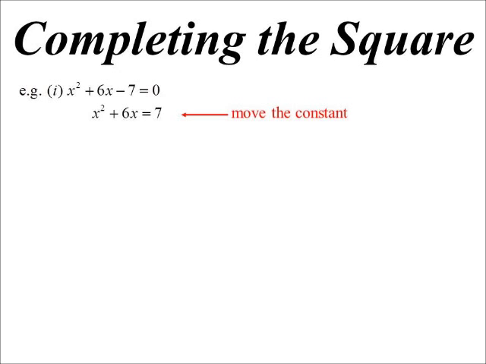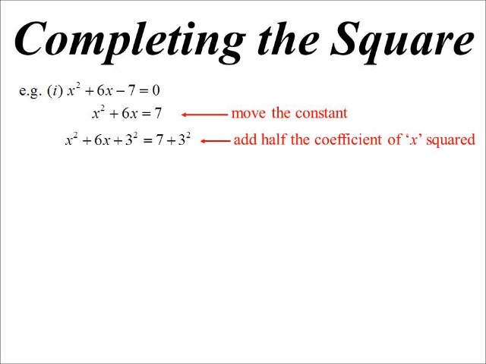The first thing we do is move the constant to the other side. So the 7 goes to the other side. Then once we've done that, we add half the coefficient of x. Now that pause is important, because it's not half the coefficient of x squared, it's half the coefficient of x. So the coefficient of x is 6, half the coefficient of x is 3, we add 3 squared. Why? Because on the left hand side we have completed the square.